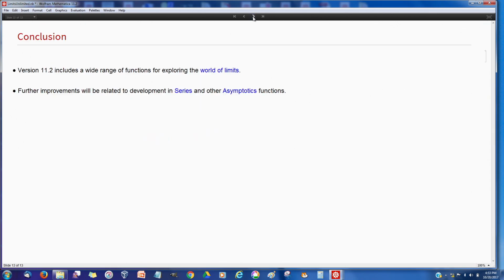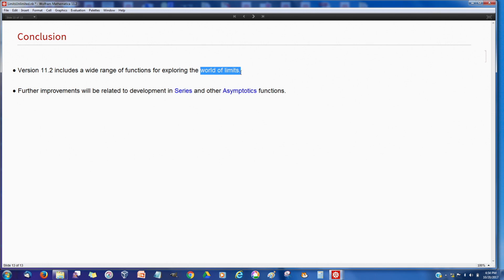Okay, I'll stop over here with a few remarks. So the main point, I guess, is that in version 11.2, you can explore the world of limits. You don't need to say univariate or function or sequence or whatever. You can do whatever kind of limit you want. It all works nicely. So we really have the world of limits opened out to us now.